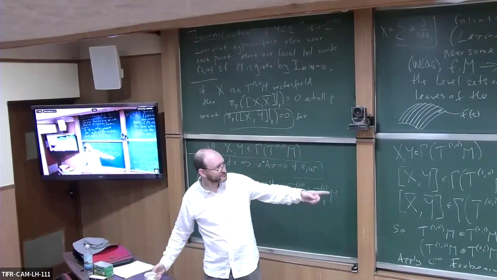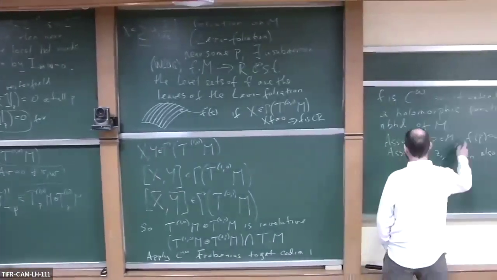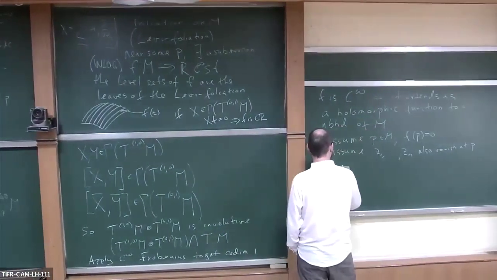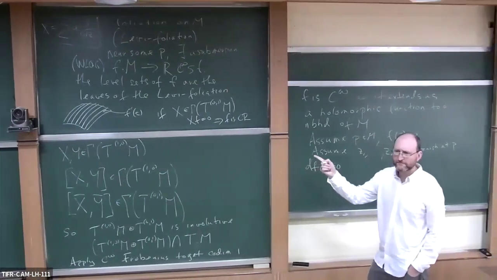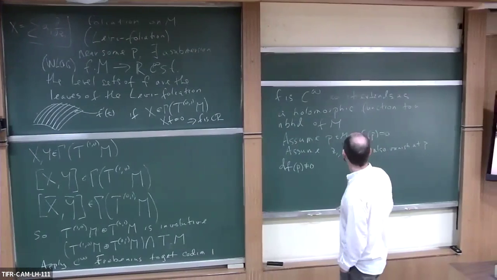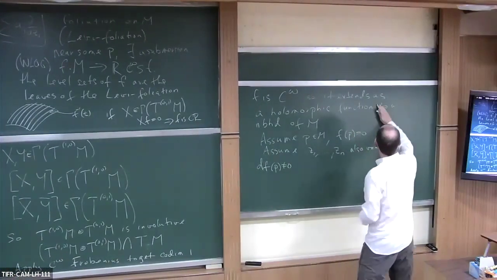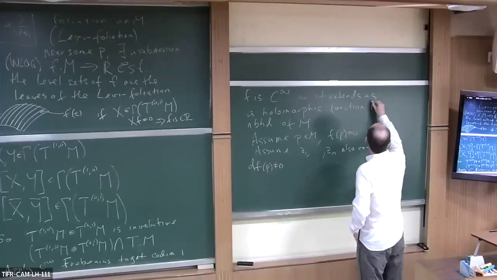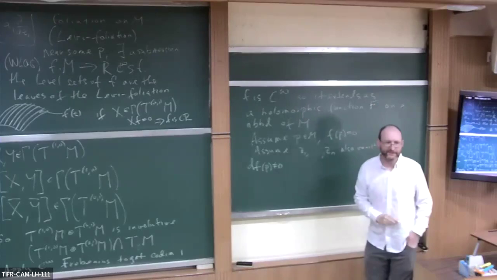Now, the derivative df at p is not 0 because it's a submersion. It's not quite the right derivative. So maybe I should give this a name. So f. Right? So that I can also.